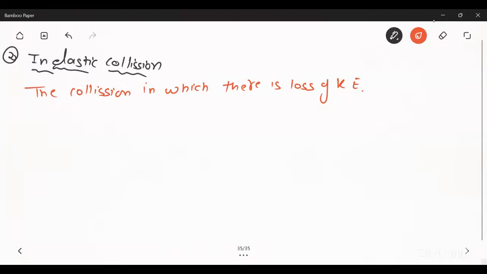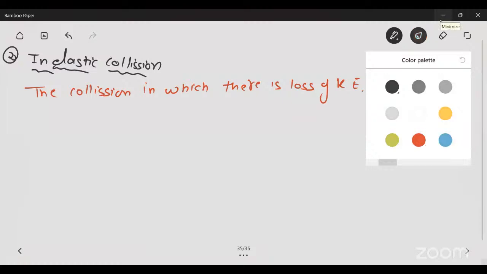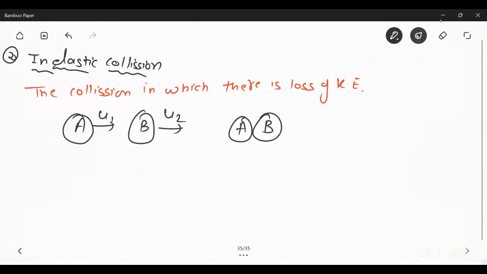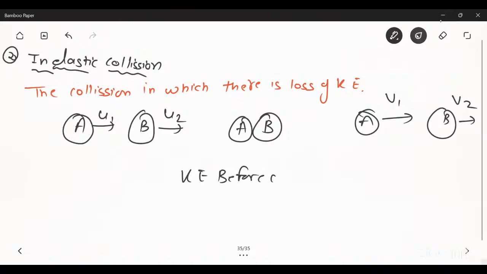Okay, so suppose there are two bodies. The body A moves with velocity u1, the body B moves with velocity u2, and during collision they stick together. After the collision, A moves with velocity v1 and B moves with velocity v2. So the kinetic energy will not be equal. Kinetic energy before collision will always be greater than kinetic energy after collision.